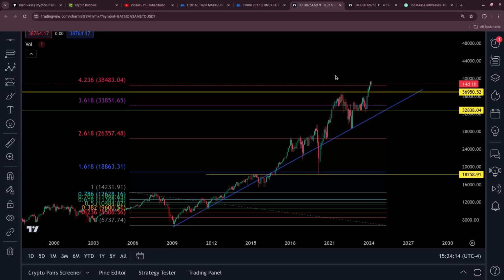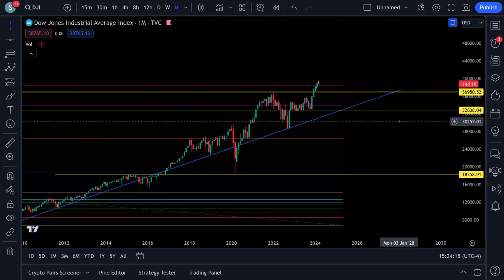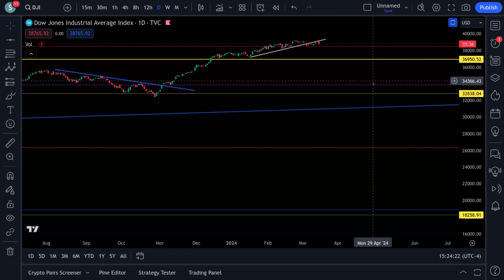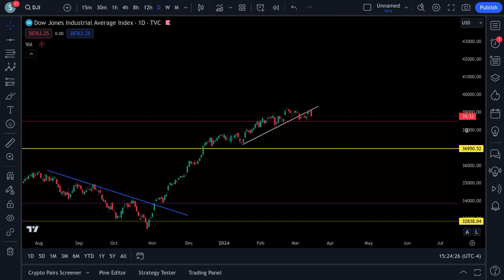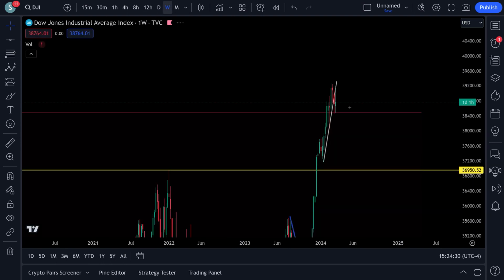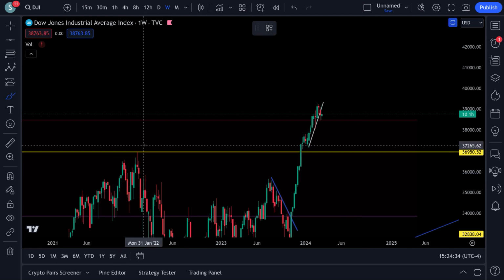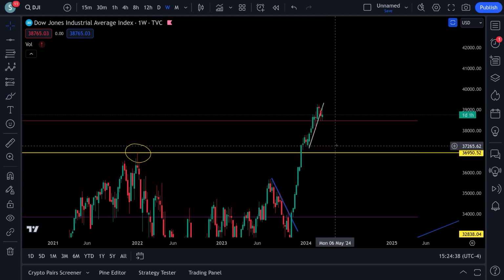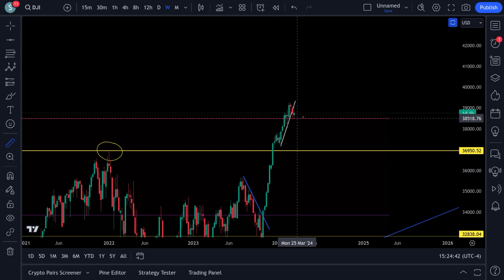Okay, now, this full 4.236 extension. Let's zoom in on this thing. Okay, on a daily. All right, we just peeked out over top of it. You can see the red line here. That was the tippy top. All right, I believe we're going to come back and retest the previous all-time high, which was right over here. I think we're going to come back, pull down, retest it, and probably, hopefully, bounce from there.